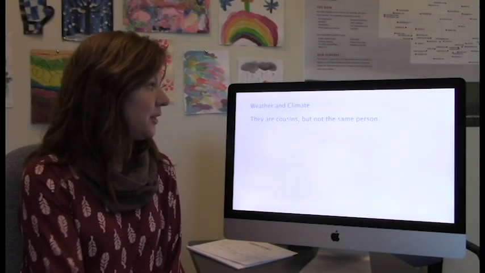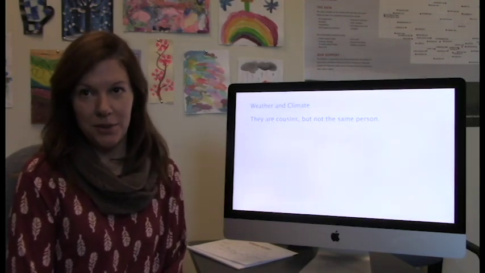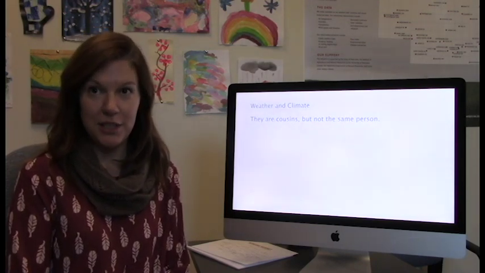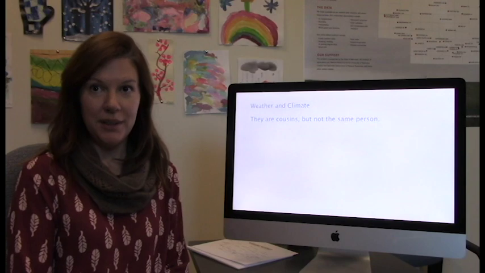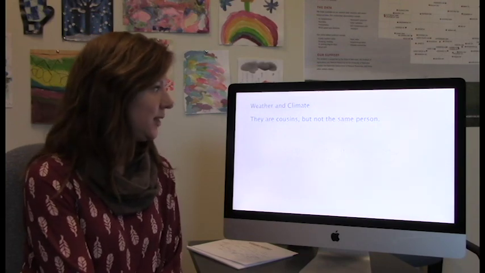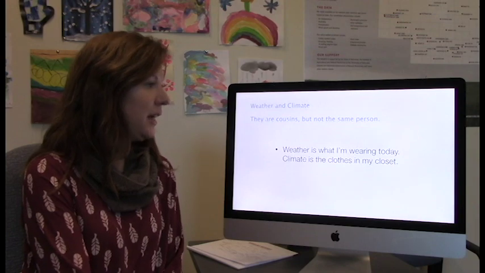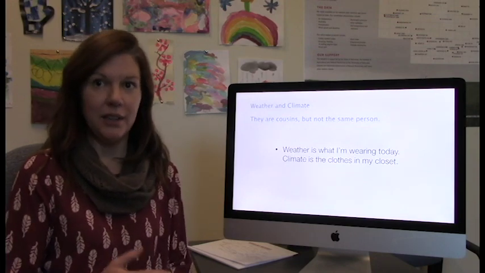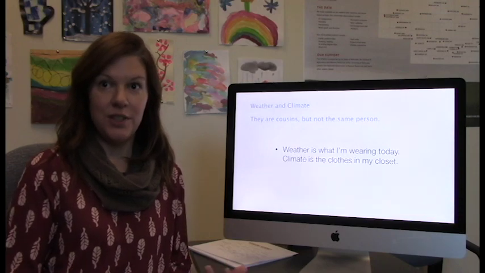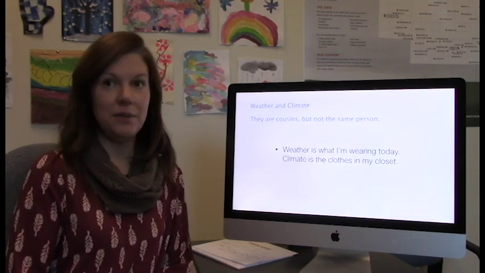So I usually start out weather and climate presentations with this slide, and that is that weather and climate, some people use the term interchangeably, and they're related, but they're not the same term. And so I say they're cousins, but they're not the same person. So weather represents what I'm wearing today, whereas climate is the whole spectrum of clothes that I have in my closet. So today it's November 15th.